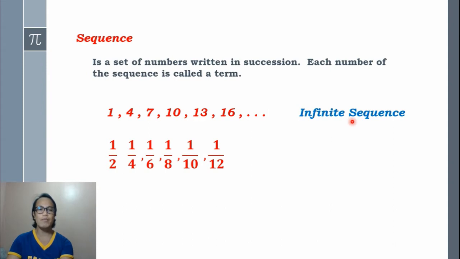Another type of sequence is called a finite sequence. When we say a finite sequence, it is a sequence having a first term and a last term, unlike the infinite sequence, which has a first term but no last term. So a finite sequence has the first term and the last term. In this example, we have 1 half as our first term and 1 over 12 as our last term.